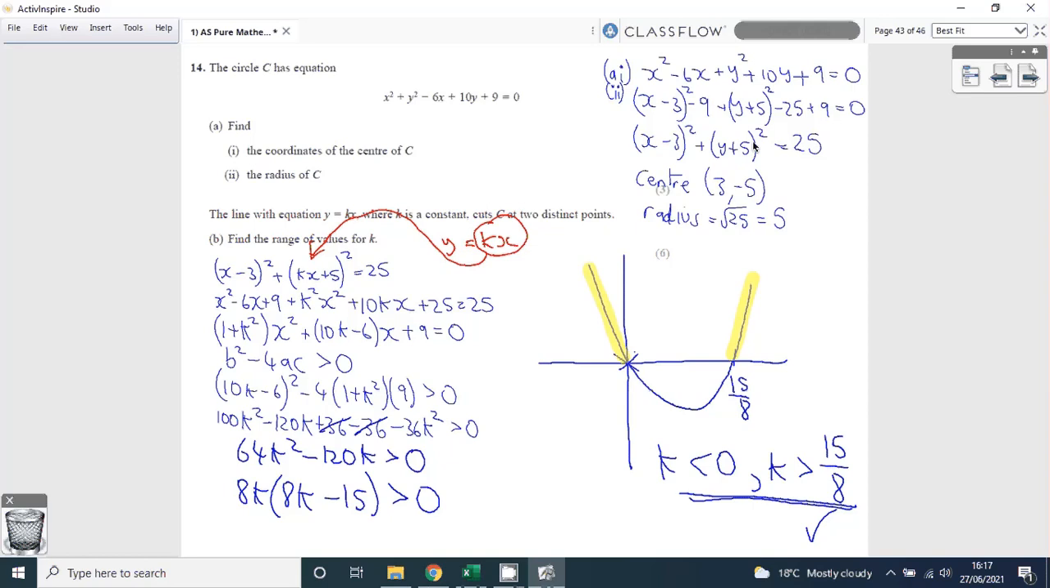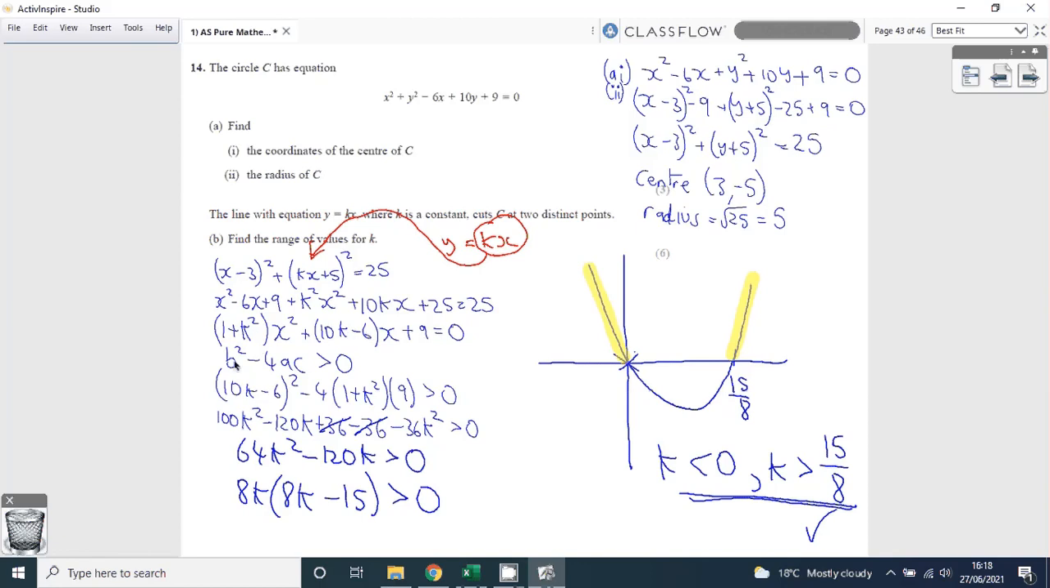Now where does that cross the line y equals kx? Well, we have a simultaneous equation, so I'm going to replace my y with kx. I've just substituted the kx in where y was, then multiplied out and gathered up my like terms. So I've got my coefficient of x squared, my coefficient of x, and my normal number equaling 0. So my a is 1 plus k squared, my b is 10k minus 6, and my c is 9.